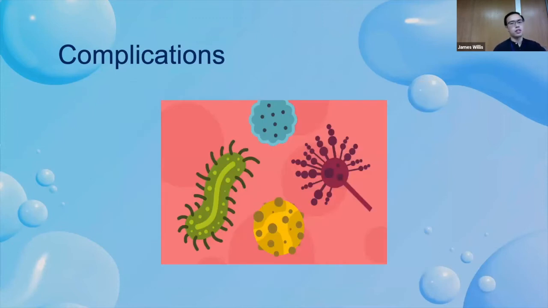Another complication is infection. It happens in 0.58 to 0.63% of patients. You might also see patients develop abdominal wall abscesses.